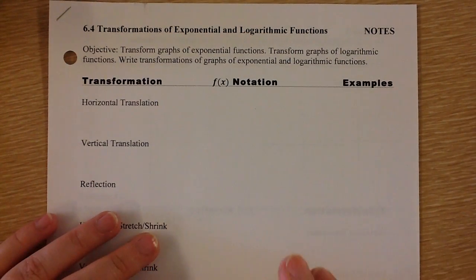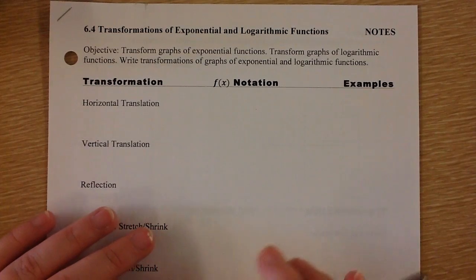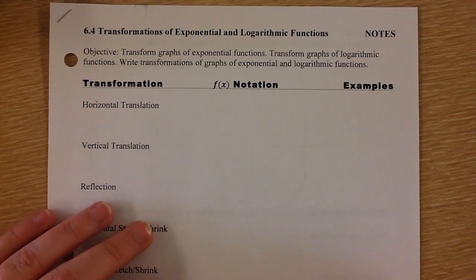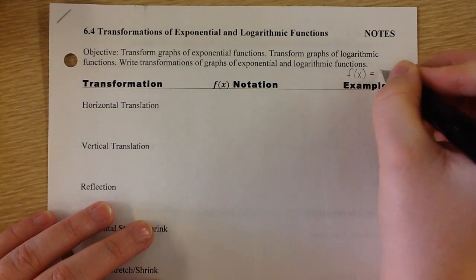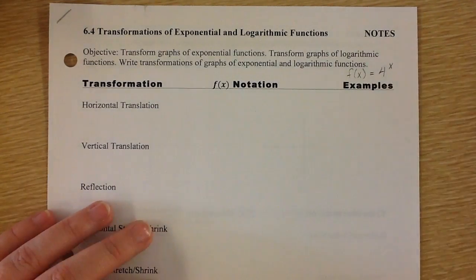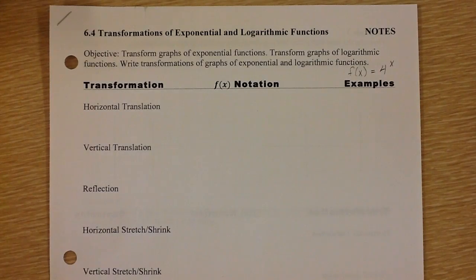So let's start with transforming our general exponential function. Let's look at a plain old f of x equals 4 to the x as our parent function in this case. So f of x equals 4 to the x.